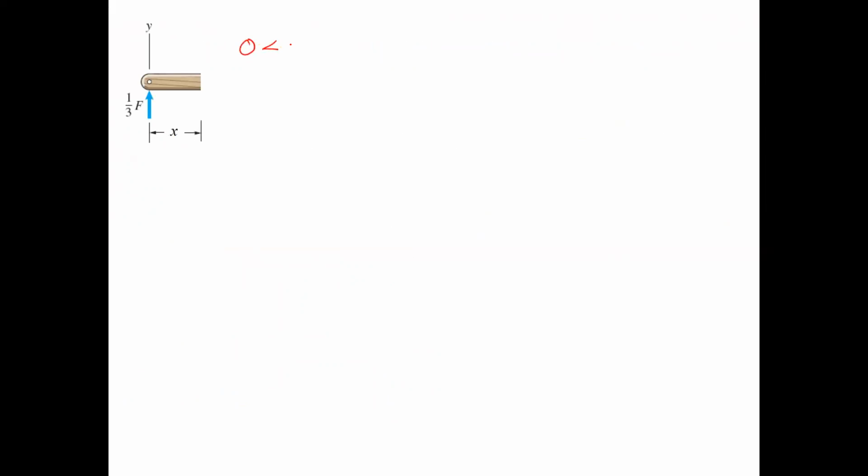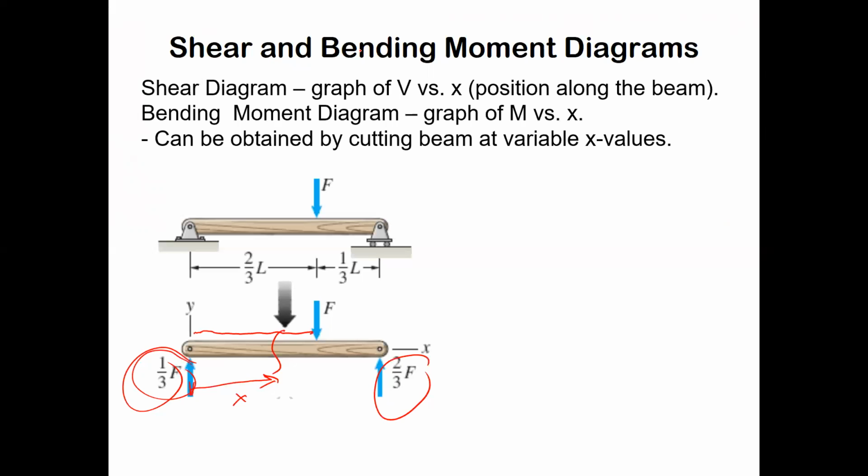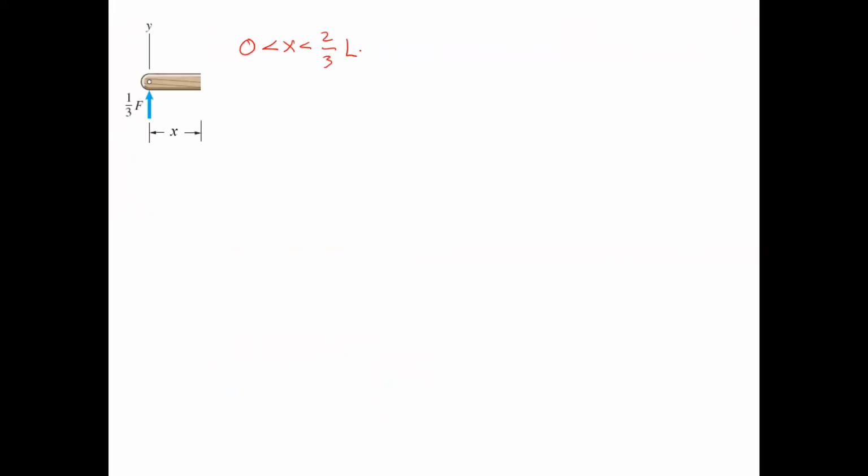In particular, we'll call it 0 less than X less than 2/3 L. Why 2/3 L? What's happening at 2/3 L? There's another force there. And so that changes things. If we were going to extend beyond 2/3 L, we'd have to include that force in the diagram. But until we get to that point, we just have pretty much a blank beam there with just a force at the left side.